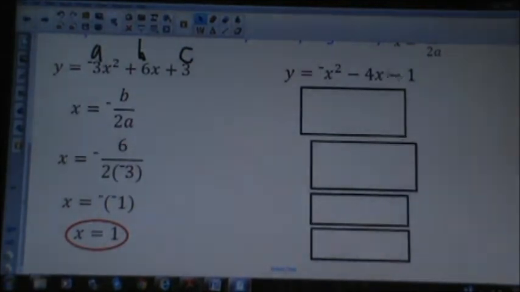For our second example, which is on your paper, remember, this is A, this is B, and this is C.